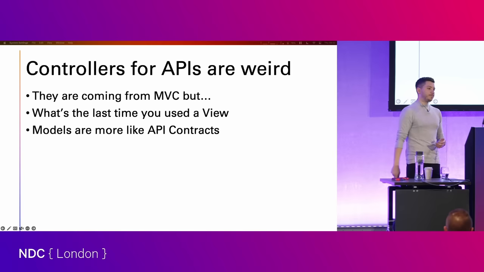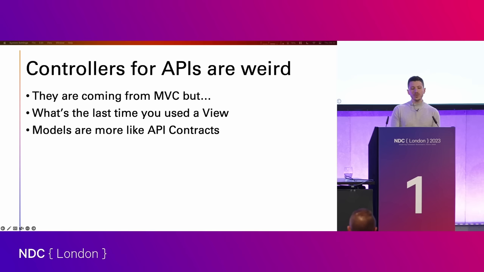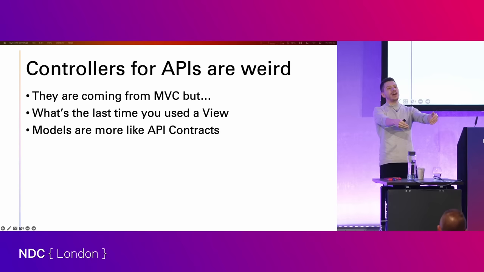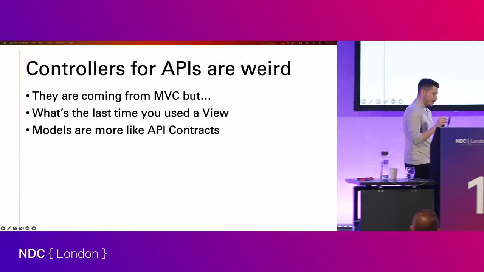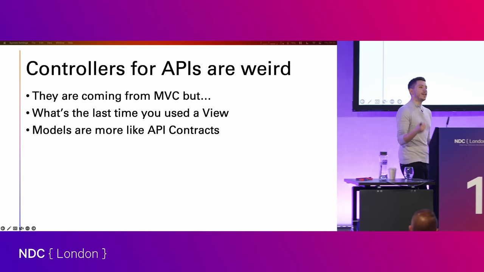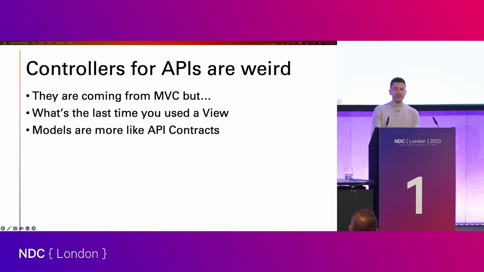Also, models in MVC. They're not really API contracts in the way we use them, because in API contracts and APIs in general, you have an input and an output object, and they're separate. They're not the same thing. So it's not quite models. So we're using just the C from MVC. And the truth is, it was just the easiest way to get it out of the door and have it in the hands of consumers in a reliable way, because MVC did work and still works. People still use it with success. There's nothing wrong with MVC.